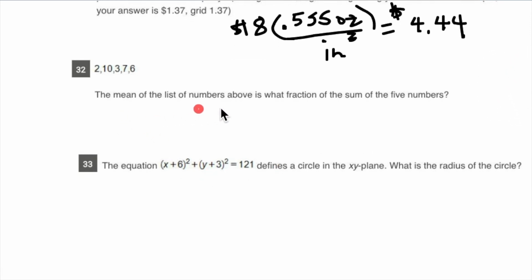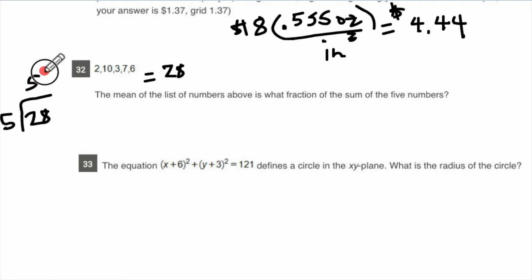The list of numbers above is what fraction of the sum of the 5 numbers? So first thing I did was I added up the 5 numbers. If we add these all up, it's going to be 28. And then we had to find the mean. The mean is just the numbers added up divided by 5 numbers. Since I didn't use my calculator for some reason, it's 5 3/5 is what the mean is. So this is the mean.